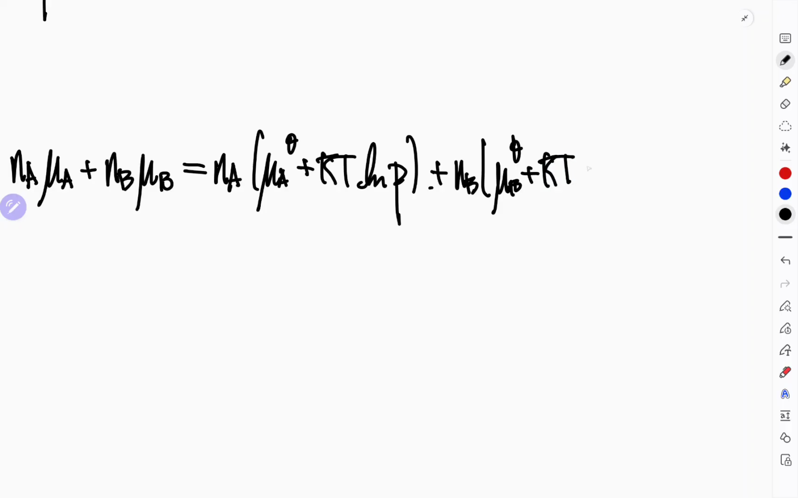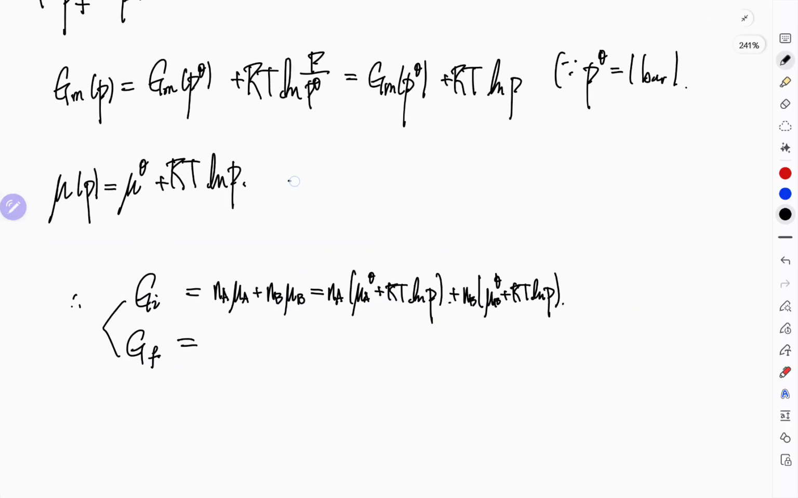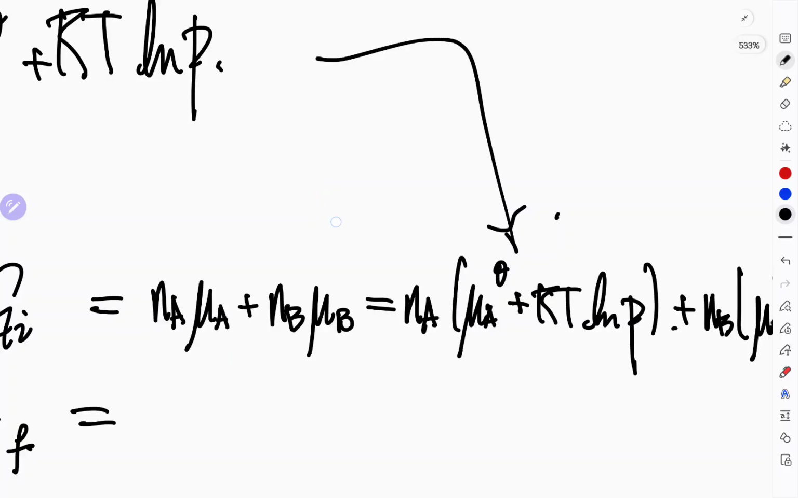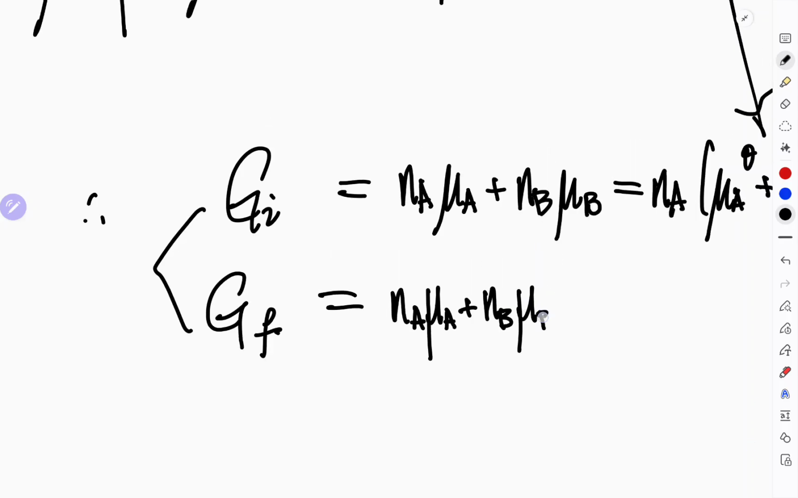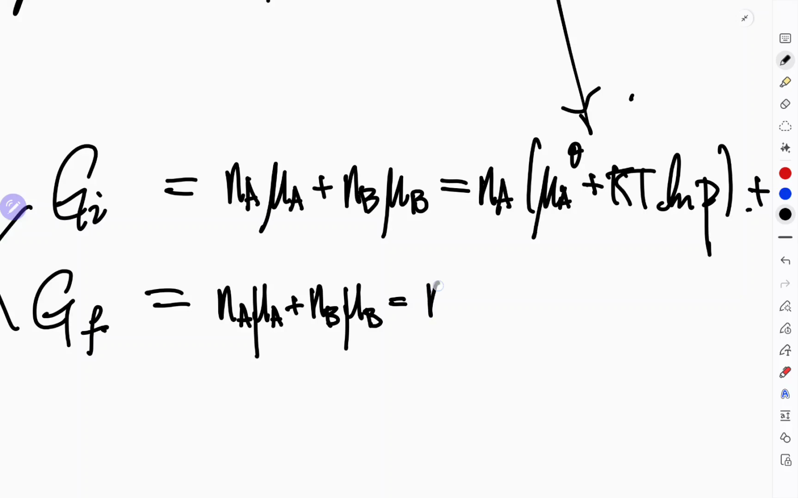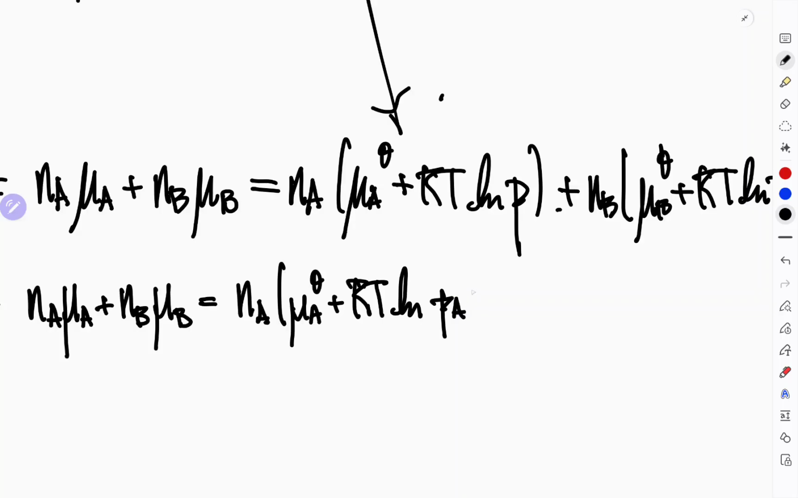And after mixing, the pressure P is the sum of the partial pressure of A and B. So this should be written as n_A RT/V and n_B RT/V, where the partial pressure of A plus the partial pressure of B is equal to the total pressure, which is also the same as the initial pressure.